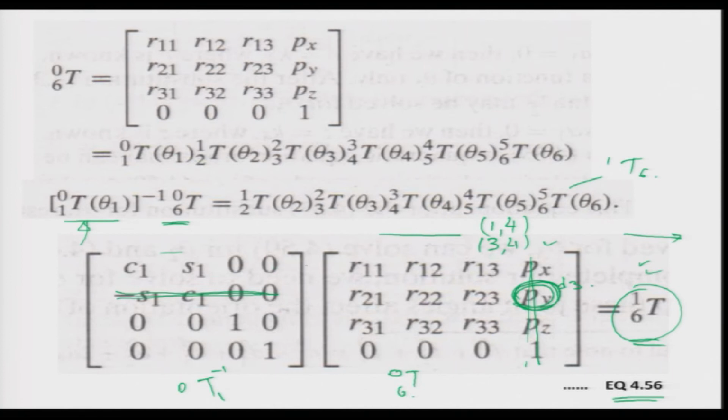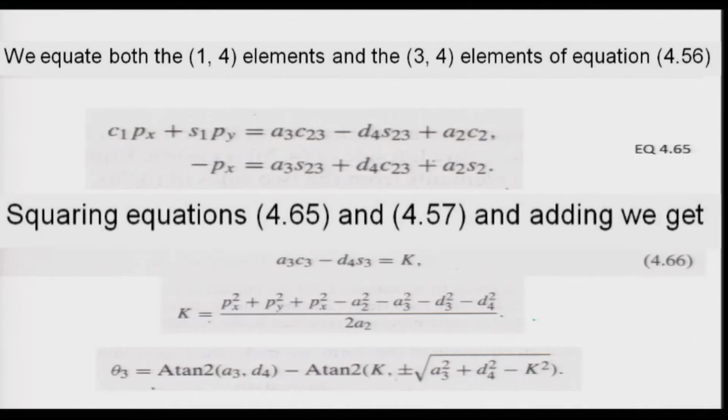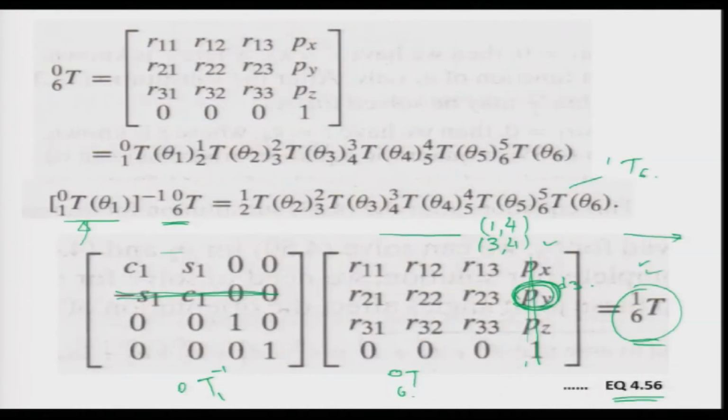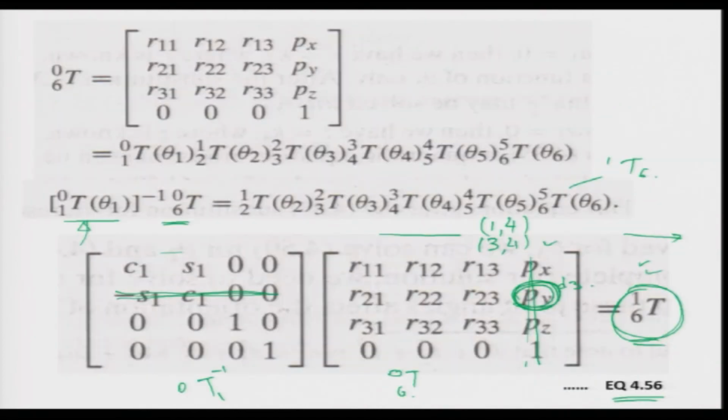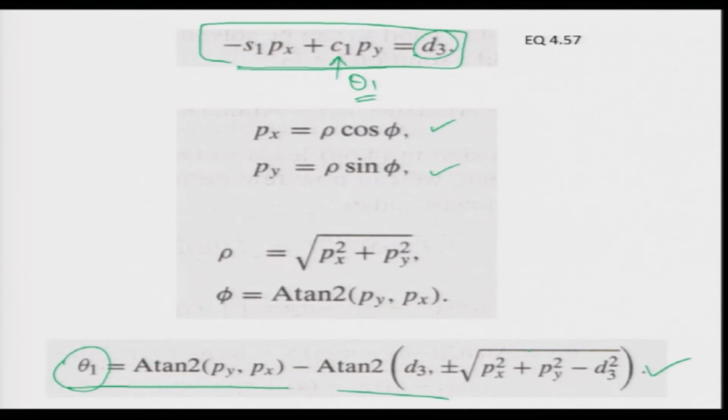So you can imagine this is C1 Px plus S1 Py, so you will be getting this term, and on the right side it is this term. On the right side it is going to be the 1 4 element of T 1 to 6, which is this one. So the 1 4 element is going to become this one. So we are going to equate this term with this, and what we get is this equation.